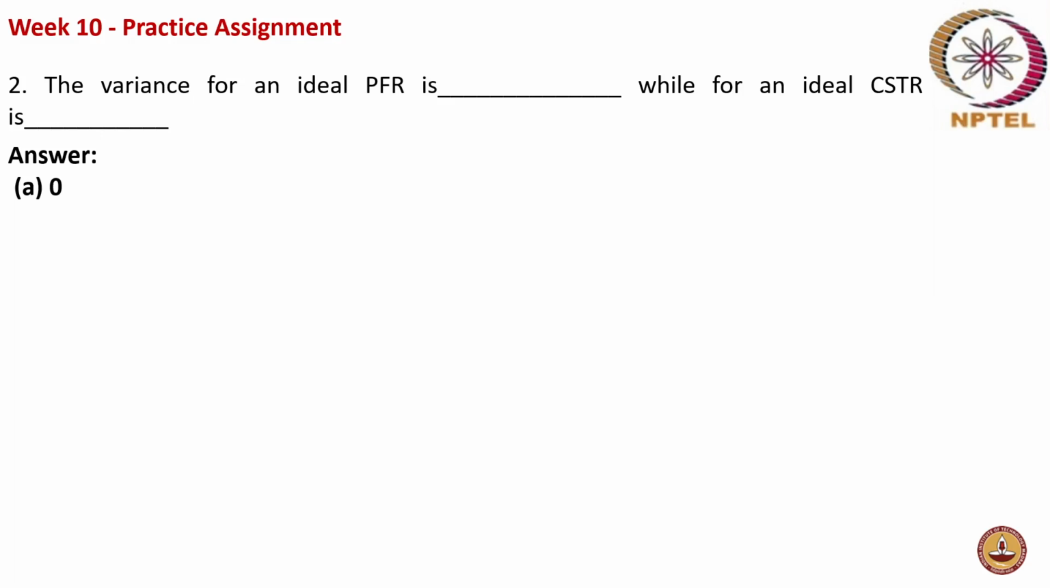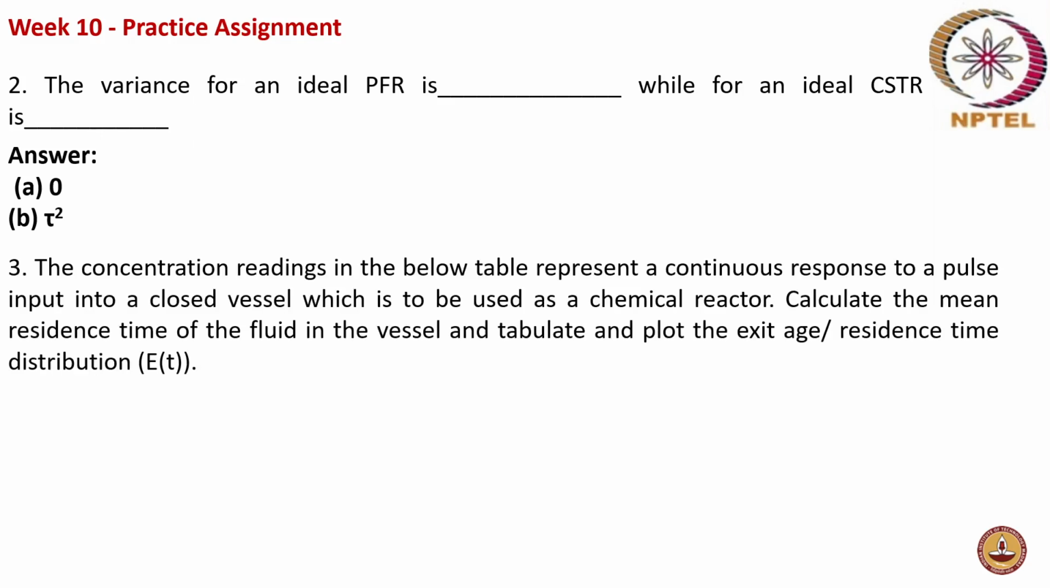What happens in the case of CSTR? In the case of CSTR, the variance is equal to the square of the space time, that is tau. Okay, now let's move on to question number 3.